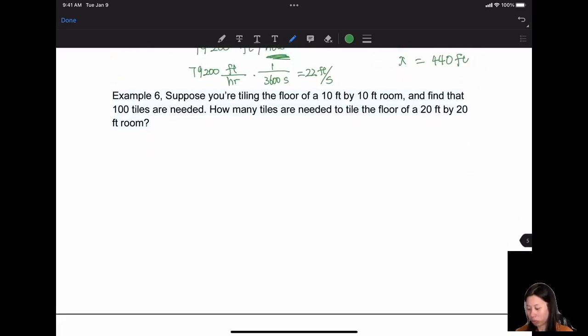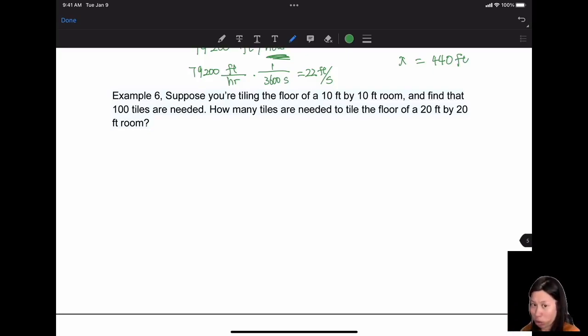Okay. Now the next one is, suppose that you're tiling the floor of a 10 feet by 10 feet room and you found that 100 tiles are needed. How many tiles are needed to tile the floor of a 20 feet by 20 feet room? So in this case, while the width of the room is double, the area should be quadrupled, right?